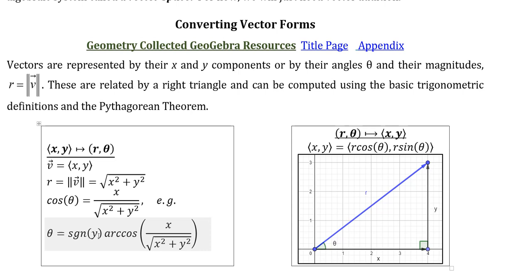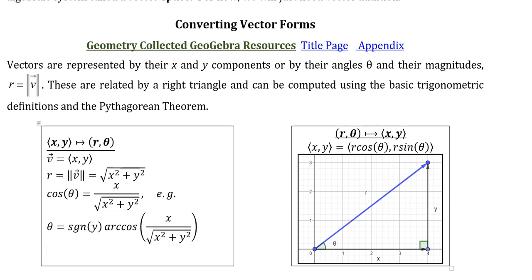That works for every single thing except for one that's pointing directly to the left. Because directly to the left, theta would be pi, or at least that's one option for it, and this would return 0 instead. So this formula works for everything except for that. So let's say unless y equals 0 and x is negative, then theta is pi.